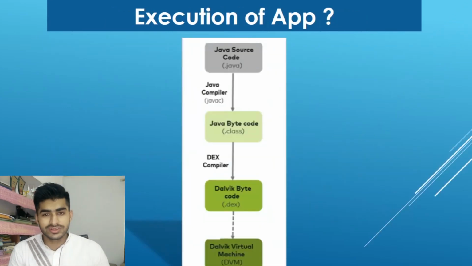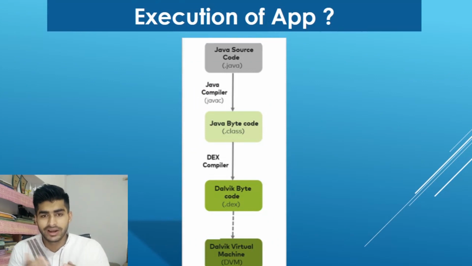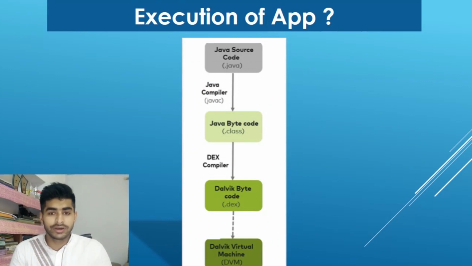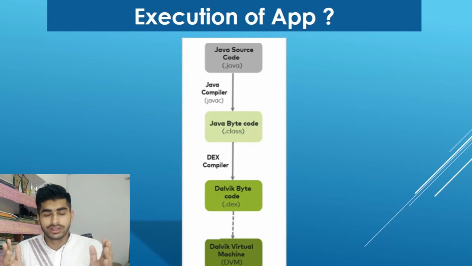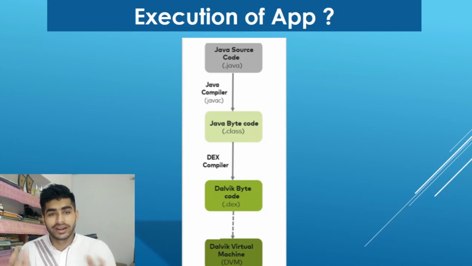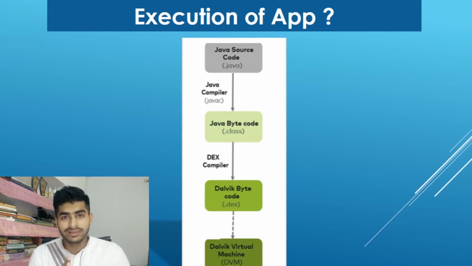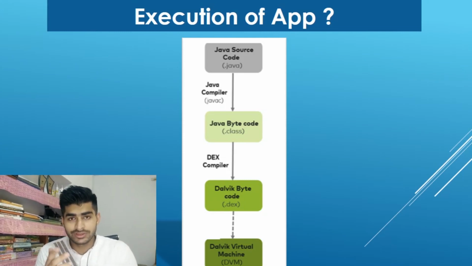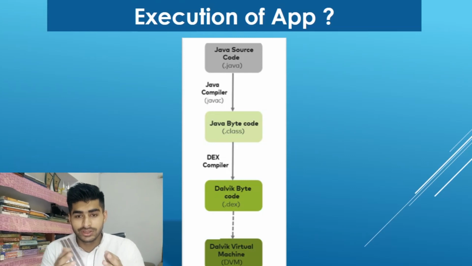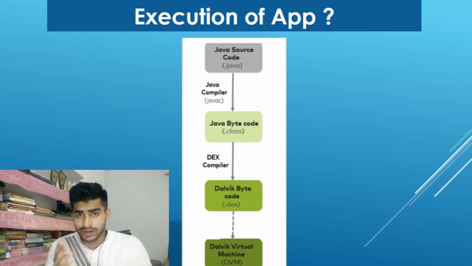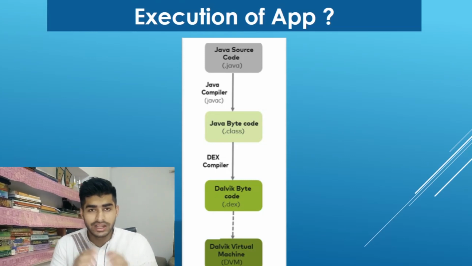Now the question is how your Android app is executed. First, your Java source code is compiled by the Java compiler and converted into Java bytecode. Then your Java bytecode is compiled by the Dex compiler and converted into Dalvik bytecode. And then Dalvik VM comes in. Dalvik VM is in your Android OS and executes the Dalvik bytecode to run your Android app.